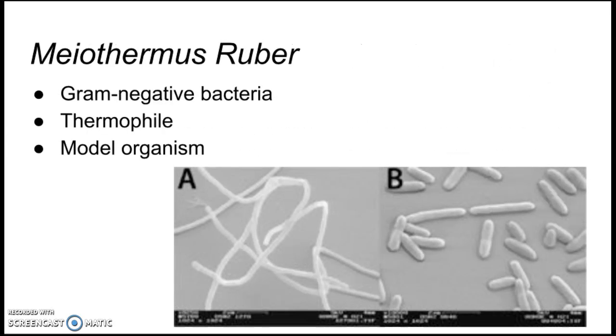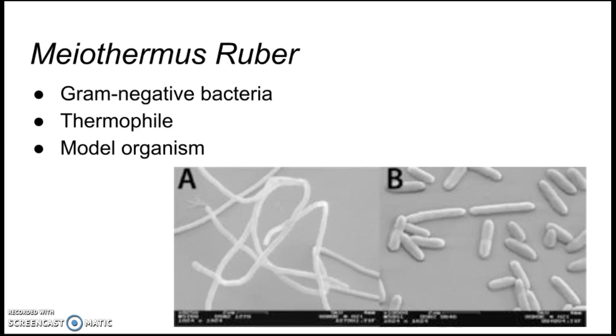Specifically, we are using Meiothermus ruber. The reason we are using it is because it's a study organism. Some characteristics of Meiothermus ruber are that it's a gram-negative rod-forming bacterium, as can be seen by the images below. It's also a thermophile, which means it grows from 35 to 70 degrees Celsius, most efficiently at 60 degrees Celsius. It also has a red pigment. The reason we're using it as a model organism is because it hasn't been studied extensively yet.